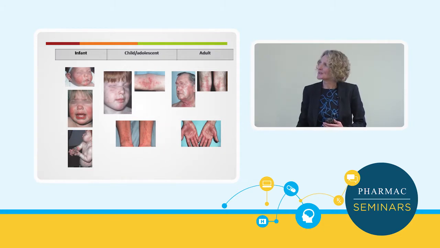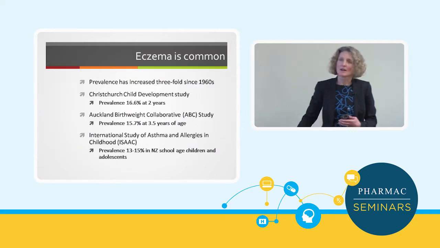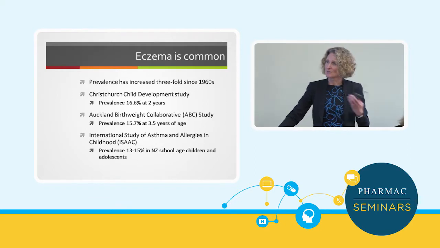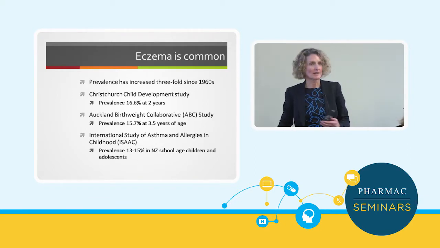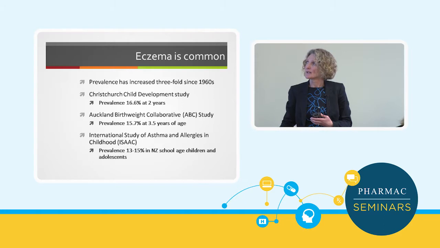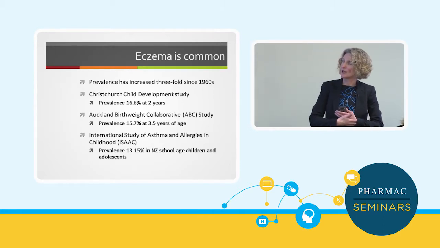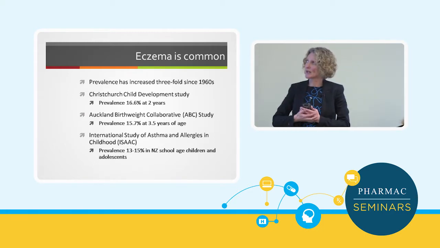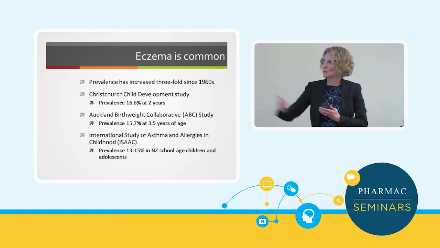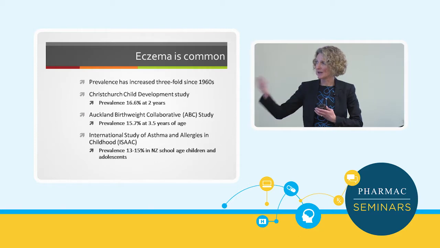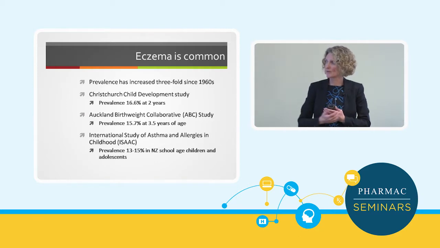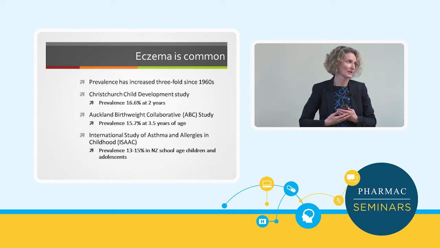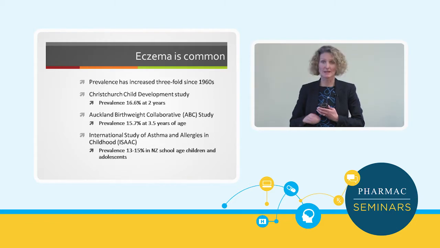So eczema, as Jan said, like many of the other atopic diseases, the prevalence has just skyrocketed in the last 40 to 50 years. This is data from New Zealand, from the Christchurch Child Development Study, the Auckland Birth Rate Collaborative Study and the ISAAC Study, which all have found prevalences of eczema in New Zealand children of around 15 to 20%.